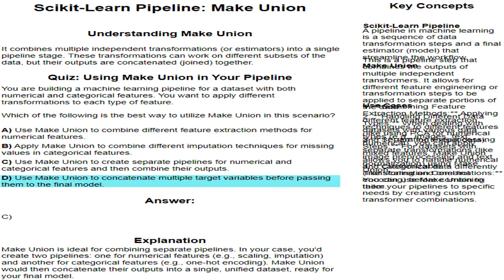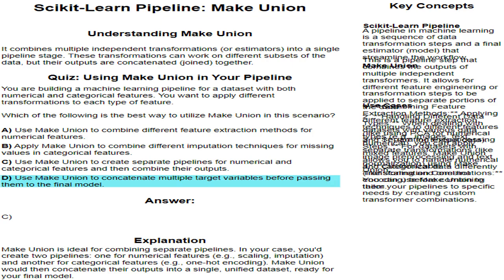Imagine you're building a model to predict house prices. You might have a pipeline like this. 1. Data cleaning, removing missing values or outliers. 2. Feature engineering, creating new features like the ratio of bedrooms to bathrooms. 3. Feature scaling, standardizing numerical features to have a similar range. 4. Model training, using a linear regression model to learn the relationship between features and house prices.